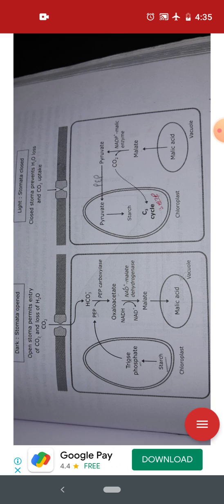A characteristic of these plants is that in dark their stomata open and in light their stomata closed. When stomata open, they permit entry of CO2 and loss of water. So finally, during dark, stomata open and CO2 enters the plants. During the day, closed stomata prevent entry of CO2 into plants.